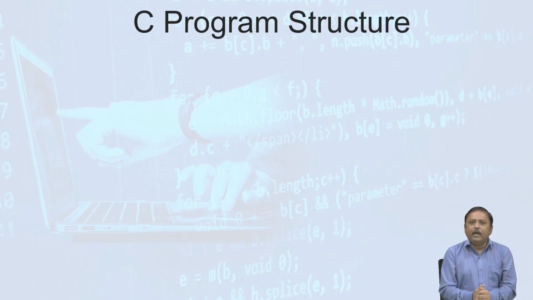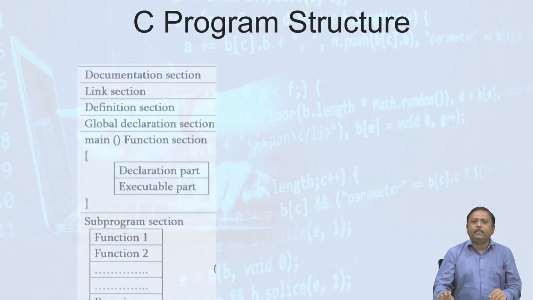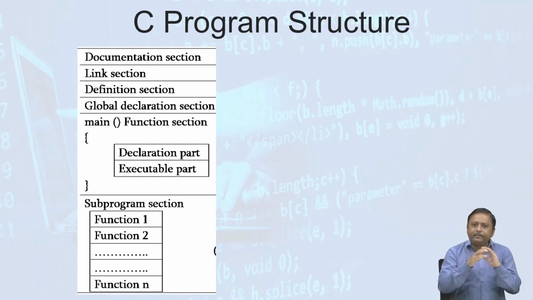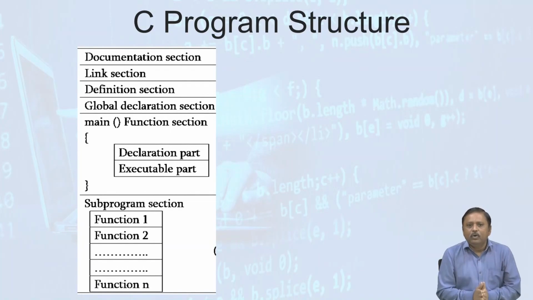That means any program consists of these many sections. The first section is called documentation section. Here we just write down a description of our program in comments. That is why it is known as a documentation section. And how can we write documentation section? Using comments that we have just discussed.